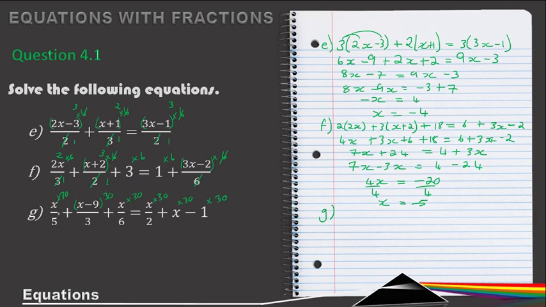Okay, now cancel. 5 can go into 36 times. Then 3 goes into 30 10 times. 6 goes into 30 5 times. 2 goes into 15 times. And these guys would just multiply out.